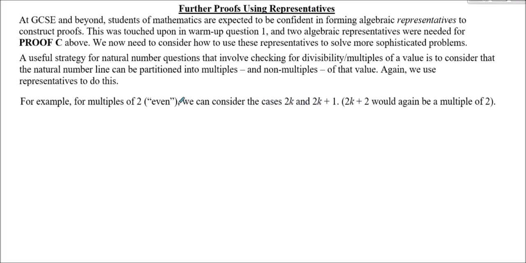Extending upwards, how about for a multiple of 3? Well, for a multiple of 3, we could consider starting off with 3k, which is an algebraic representative of a multiple of 3. 3k plus 1 would be a multiple of 3 with a remainder of 1 if you divided it by 3, and 3k plus 2 is an algebraic representative of a natural number that would leave remainder 2 if divided by 3. The next number up would be 3k plus 3, which again would be a multiple of 3 because we could factorize out a 3. So partitioning like this: multiple of 3, non-multiple, non-multiple, multiple of 3.